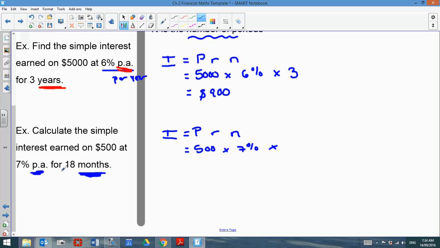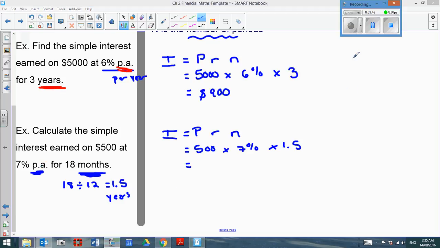So if this is per year, then I need to convert 18 months to years. Because 1 year has 12 months, let's divide 18 by 12. And when we do that, we get 1.5. And we could have also just thought about that, but really, 18 months is 1.5 years. So I'm going to multiply by 1.5, not 18, because I want to make sure everything is in years. I could also divide 7 by 12, and I could make it per month instead of per annum. As long as I change both of them so that they're the same units, then it's okay.